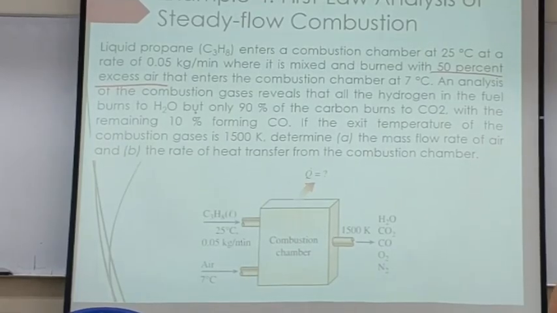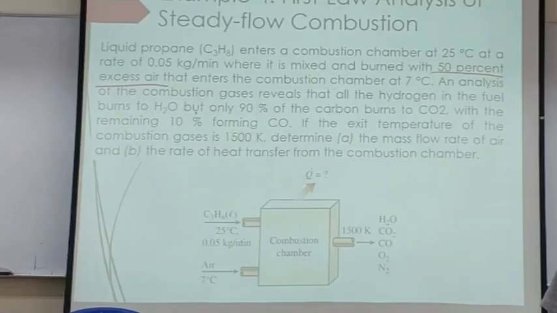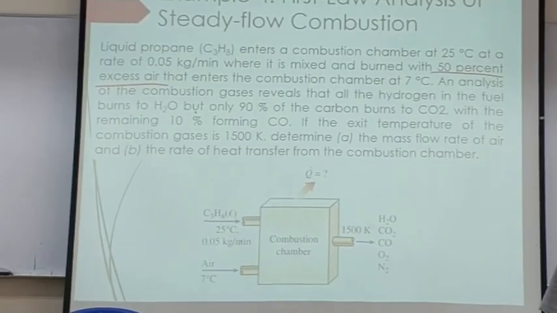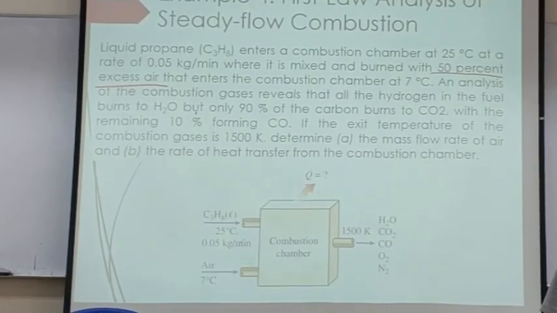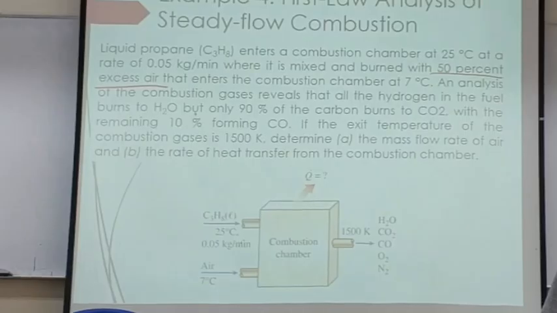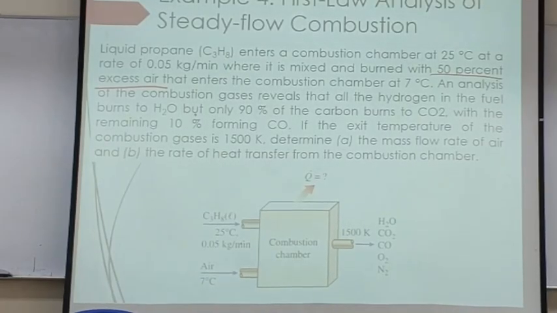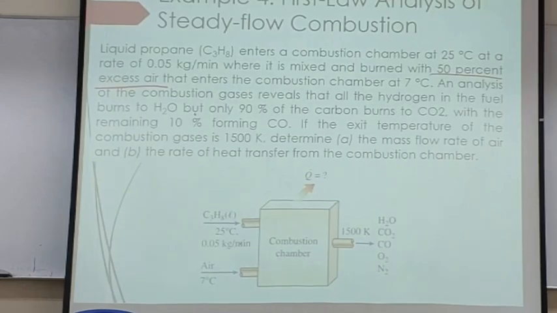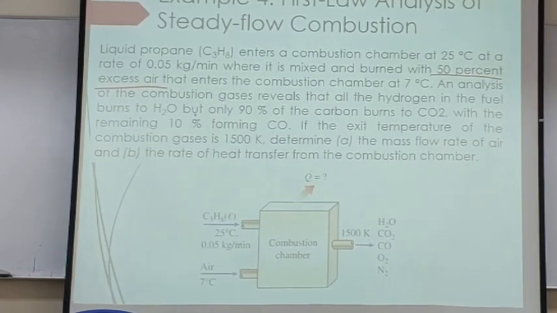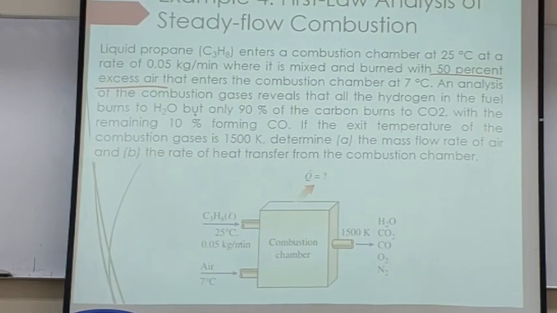An analysis of the combustion gases reveals that all the hydrogen in the fuel burns to H2O, but only 90% of the carbon burns to CO2 and the remaining 10% forms CO. If the exit temperature of the combustion gases is 1500 Kelvin, determine the mass flow rate of the air and also the rate of heat transfer from the combustion chamber. Okay, so we need to find the mass flow rate of the air and also Q, these two things.